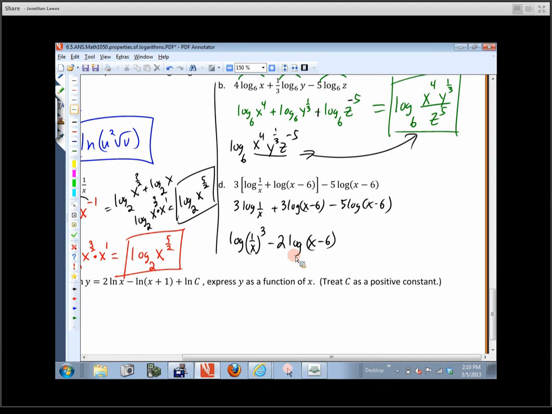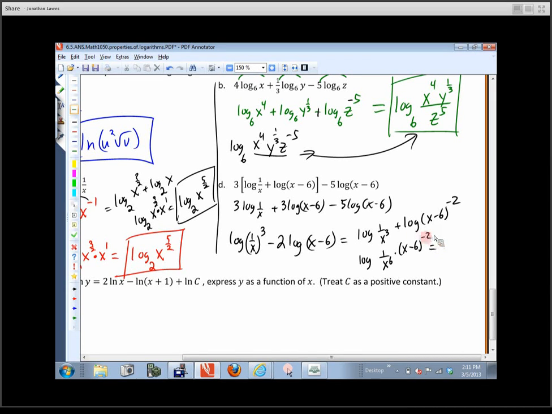And then you can finish this off a couple of different ways. I'm going to write this as the log of 1 over x cubed plus the log of x minus 6 to the negative 2. Log of 1 over x cubed times x minus 6 to the negative 2.